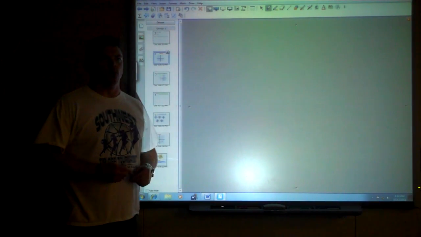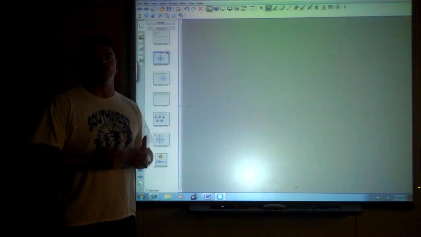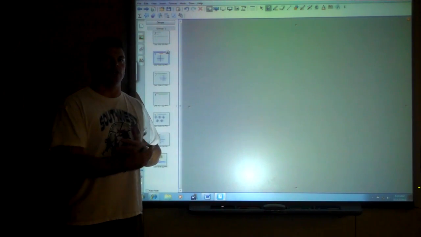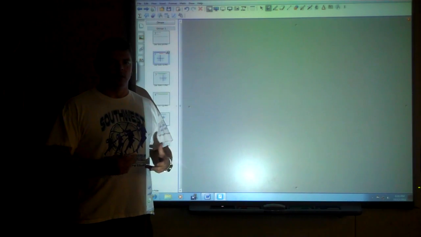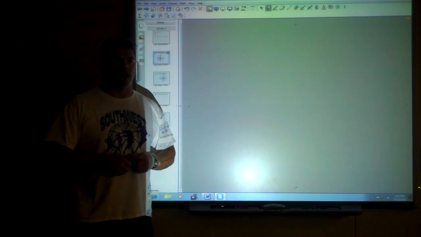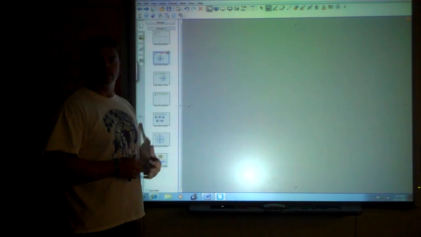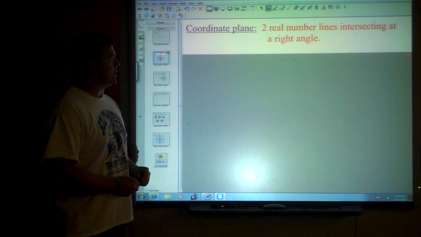Algebra lesson 4-1. We've spent some time working with equations, solving two-step and multi-step equations, and now we're going to shift gears and start to look into graphing, which we'll then be able to incorporate our equations back into. For starters with graphing, we've got to make sure we have some of the terminology down, and one of those is the concept of a coordinate plane.